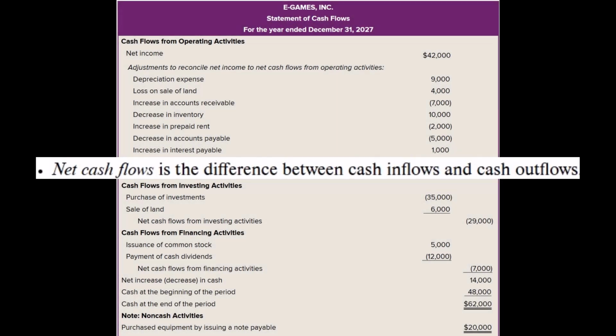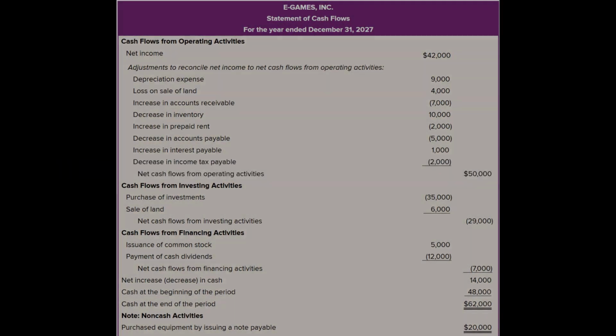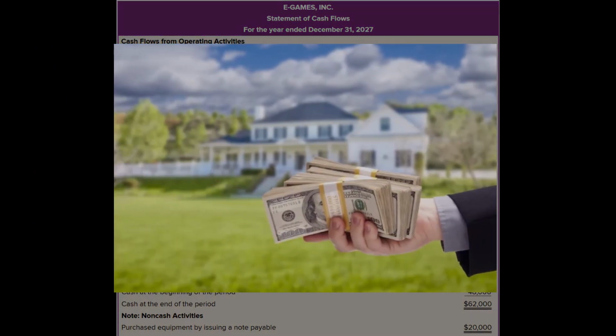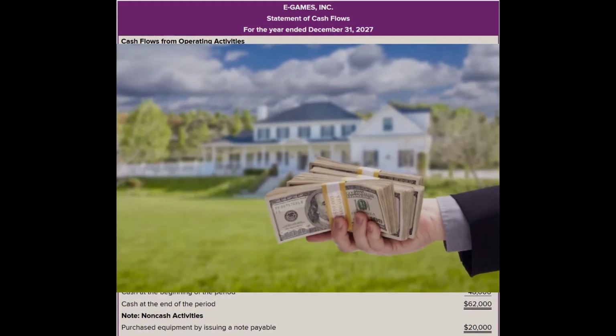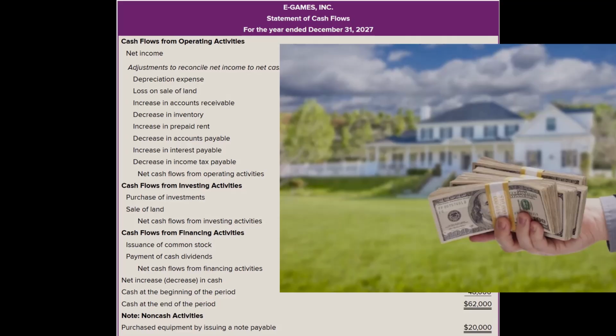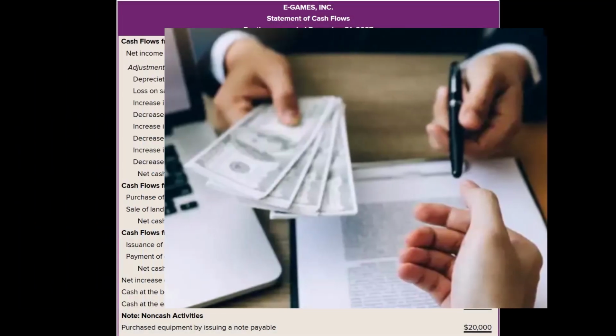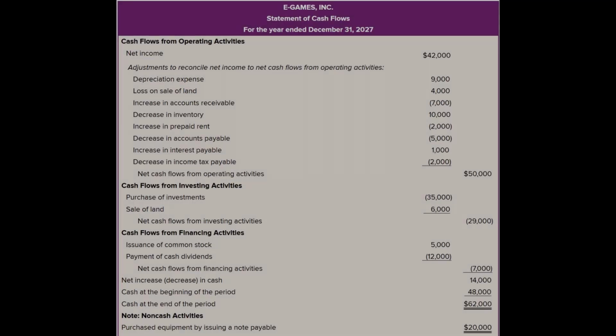But just knowing the total change isn't enough. A company is a complex thing. We need to know why the cash changed. Did we make a ton of cash from our customers but spend it all on a new building? Did we have to borrow money just to pay our employees? To answer these questions, the statement breaks all cash transactions into three distinct categories.